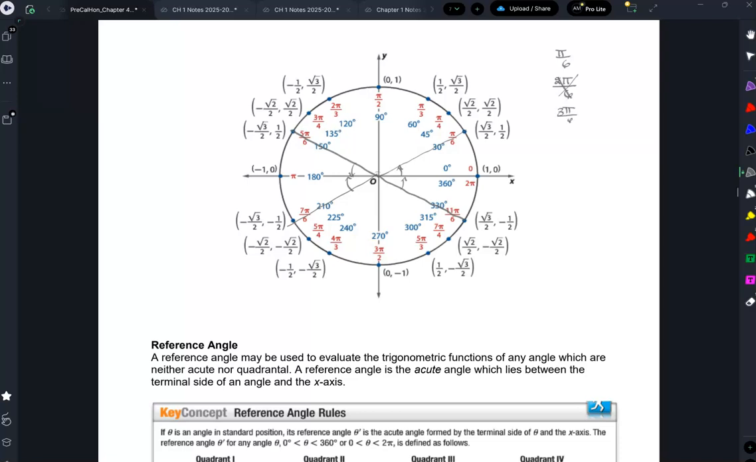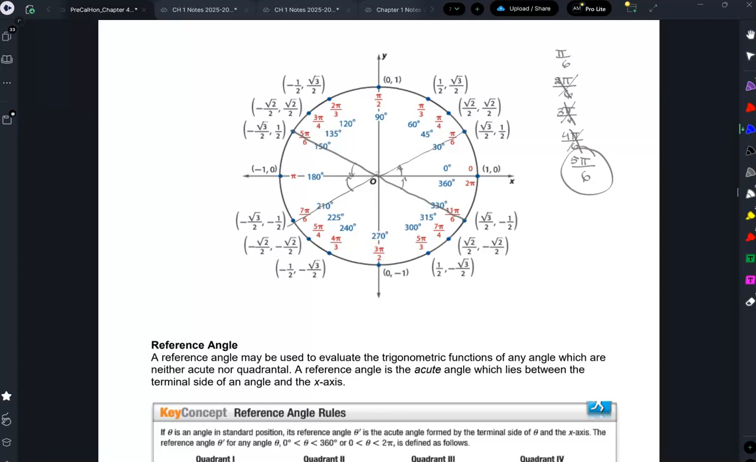3 pi over 6 reduces, throw it away. 4 pi over 6 reduces. 5 pi over 6 does not reduce. That's the next one here. 6 pi over 6 reduces, we don't want that. 7 pi over 6 does not reduce. 8 pi over 6, 9 pi over 6, 10 pi over 6 all reduce. 11 pi over 6 does not reduce. That's the next one. So if I start from here, it's 1 pi over 6, 5 pi over 6, 7 pi over 6, 11 pi over 6. Should I write this? It's up to you. Just remember the patterns.